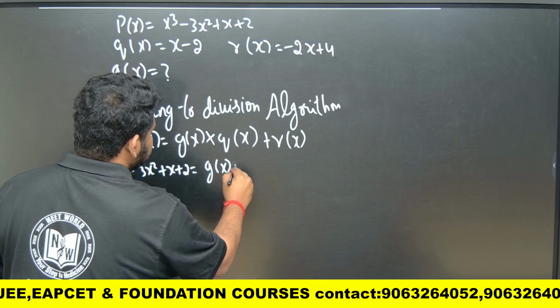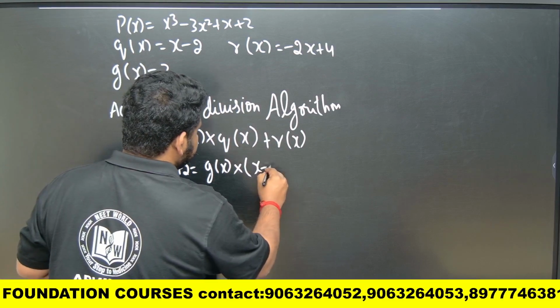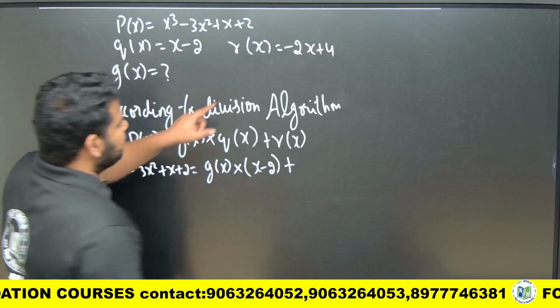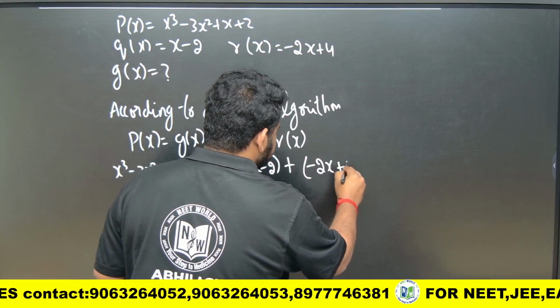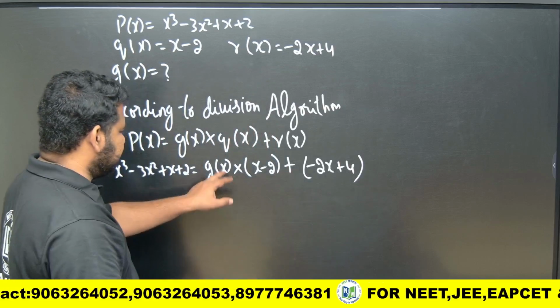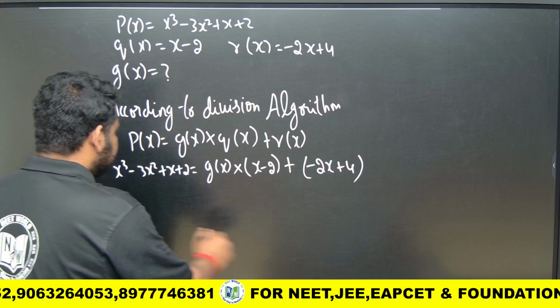What is q of x? q of x is x minus 2. What is r of x? r of x is minus 2x plus 4. Here plus is there, here multiplication is there. This plus sign, if I bring it to this side, it will get subtracted. So this will become x cube minus 3x square plus x plus 2.